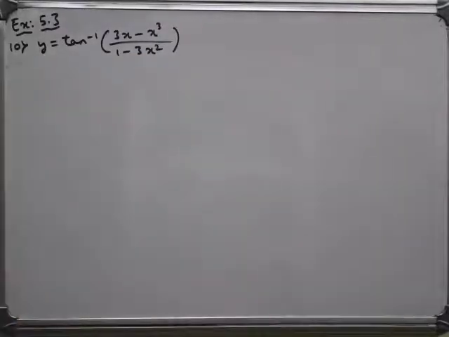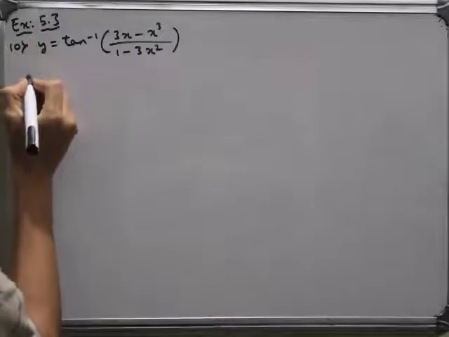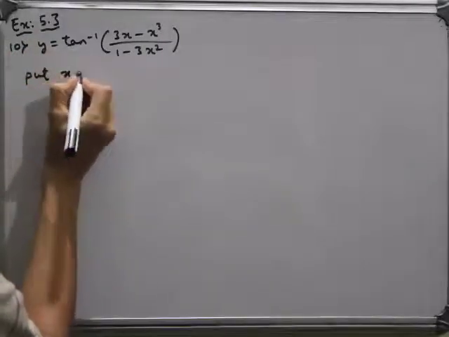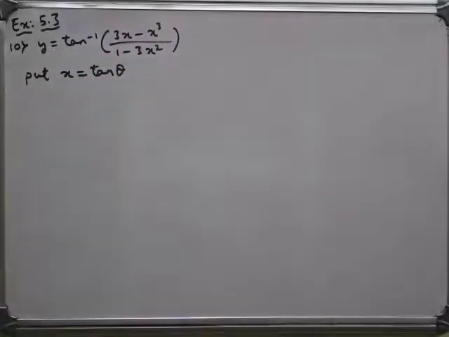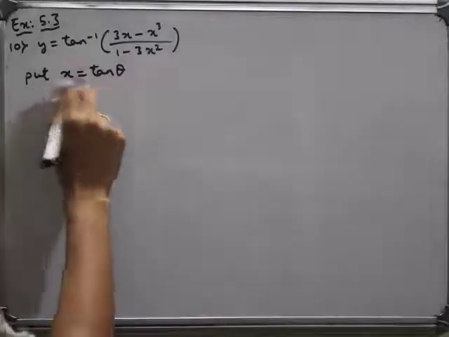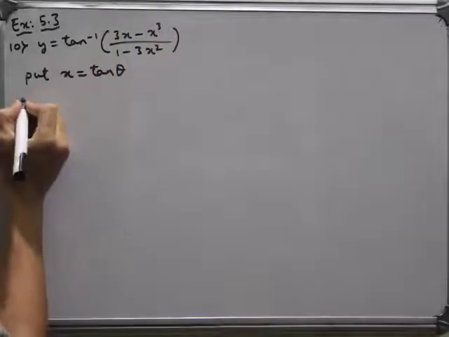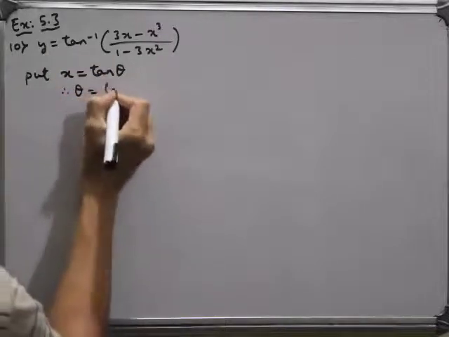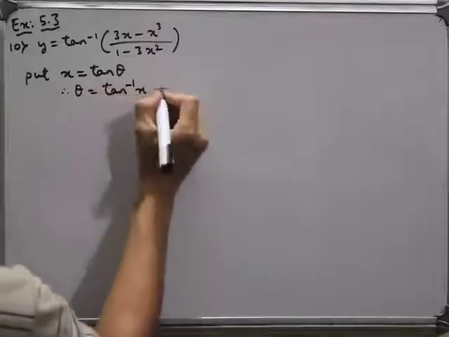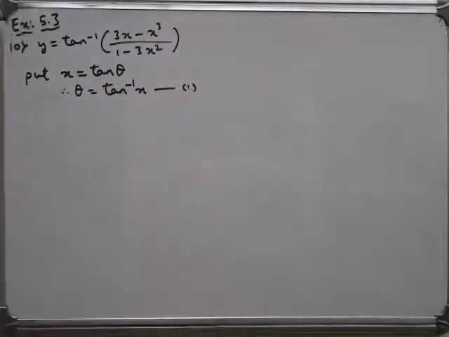how it is done. In this case, write the same thing. Put x equal to tan theta. And we know the formula: 3 tan theta minus tan cube theta divided by 1 minus 3 tan square theta is nothing but tan 3 theta. Okay. When I put x equal to tan theta, one more step you can write, therefore theta is equal to tan inverse of x. We will call it equation number 1.